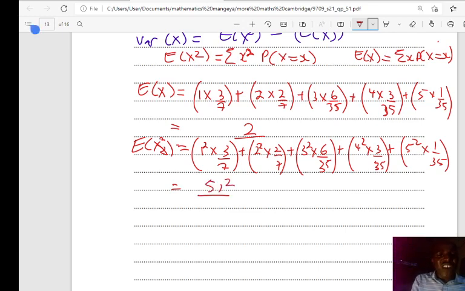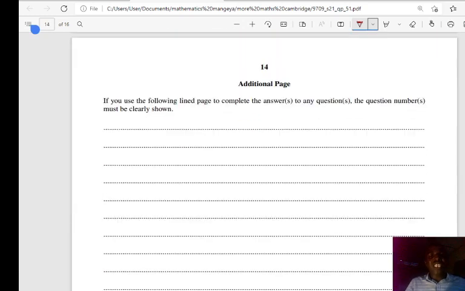Then to find our variance is equal to 5.2 minus 2, which is equal to 3. So that will be the variance, we can say done. Actually, it's not 3. 5.2 minus 2 is actually 3.2. So it's 3.2. Then we can say done. That was the last question.